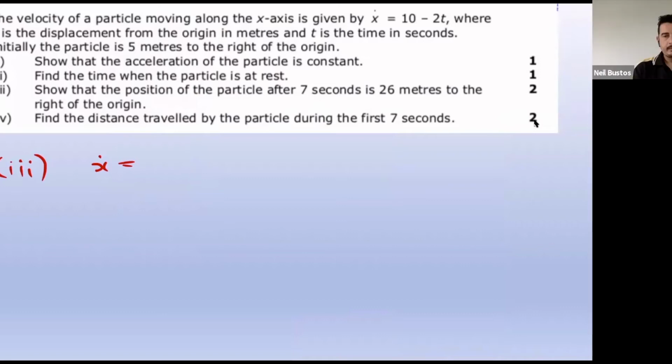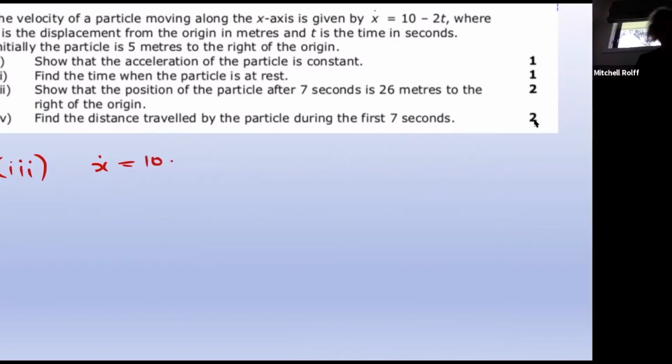Anyway, I'm going to get something with plus C. How do I find out what plus C is? Initially the particle is 5 meters to the right. So at T equals 0, X equals what? Positive or negative 5? Positive. Positive 5, yep.